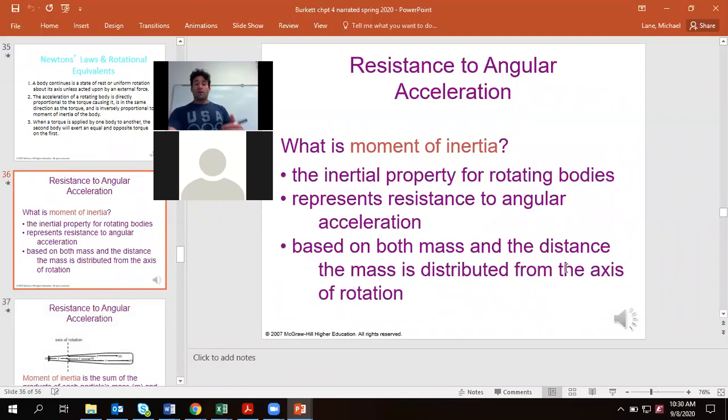So we had linear inertia, now we have the moment of inertia. Okay, and this is going to be the inertia of rotation. So how much is something trying to resist being rotated? Now this is thanks to both the mass of the object and the distance the mass is distributed from the axis of its rotation, okay? So what can you think of that would naturally have a really low moment of inertia, meaning it's really easy to spin?